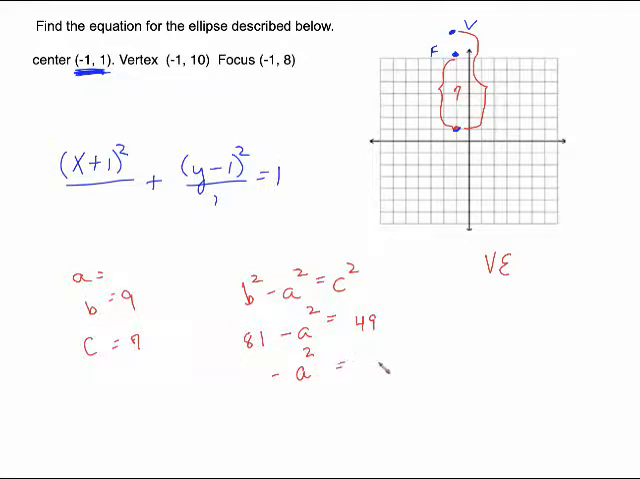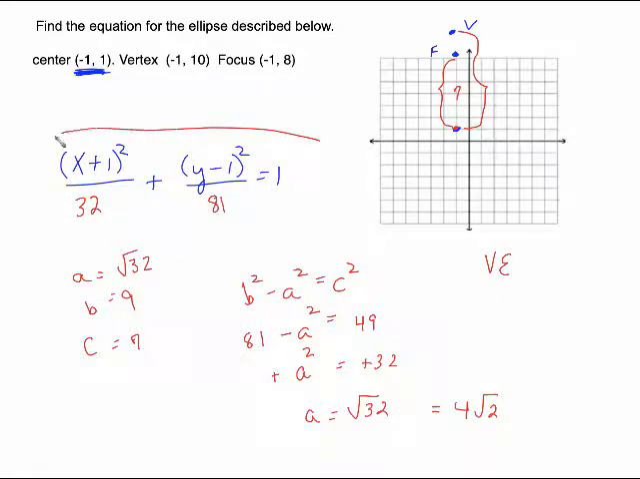Subtract 81 from both sides, gives me negative 32. Positive, take the square root, and this is actually the square root of 32, but I don't really need to simplify that because I'm going to be squaring the a to get what goes underneath here anyway, so why waste time simplifying it? So to put underneath here, the square root of 32 squared is 32. And 9 squared is 81. And there's your equation.